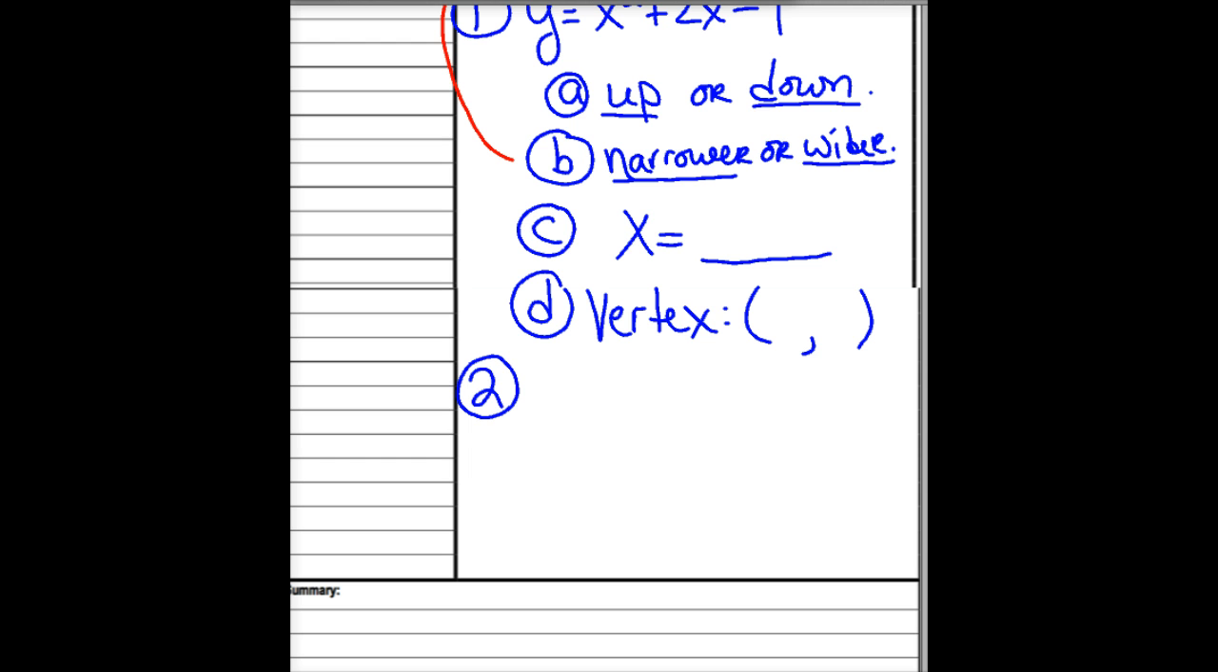Number 2, I'm going to give you a parabola, and this is why you're on graph paper. It's going to be y equals 2x squared minus 4x plus 1. And what you're going to do is, again, find the axis of symmetry. I'm going to call that the AOS for part A. For part B, you're going to tell me its vertex.